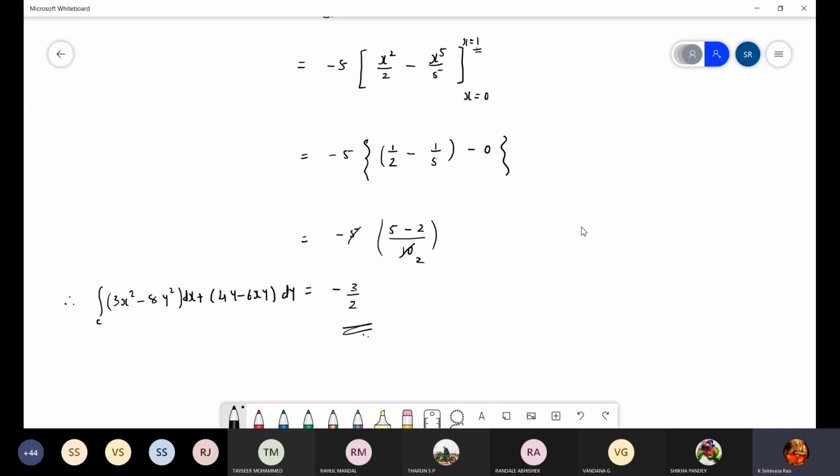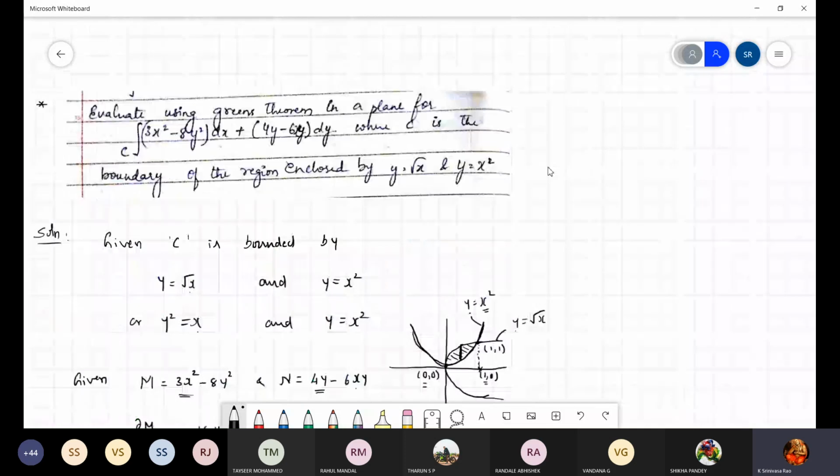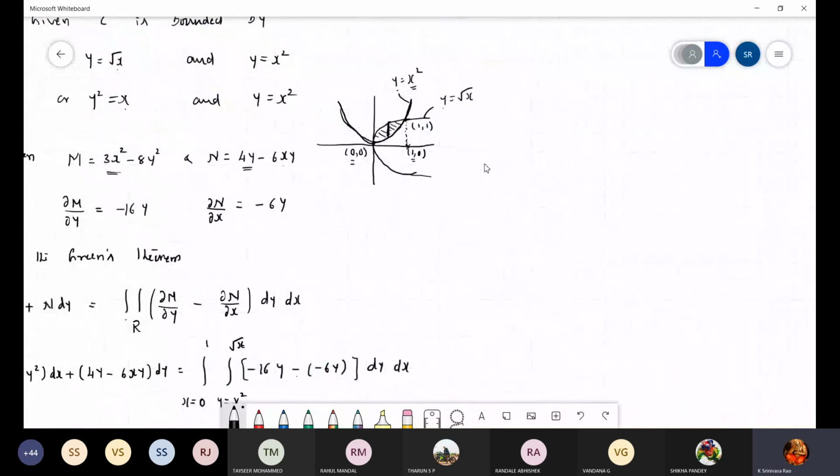So this is just step-by-step simplification, a little bit lengthy. All the problems in these three theorems are lengthy only. The main thing is you should understand the diagram first. What curve is given, you should draw, and combining both the curves, you should identify the common region. In this common region, where x varies from and where y varies from, that is very important.